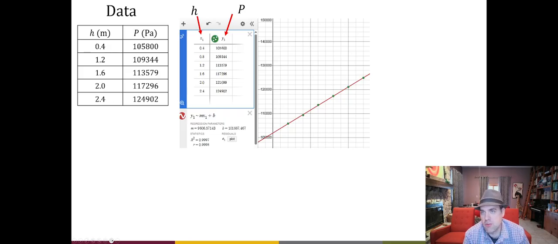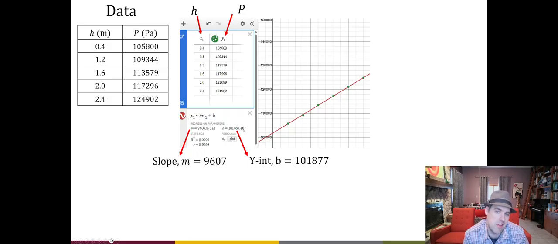I took that data that we took from the simulation and plugged it into Desmos. I know this is hard to see, but it's going to give us the slope value here, which is m equals 9607. It's also going to give us the y-intercept value of 101,877. But what do these mean? How are we going to get the density of the fluid from these equations?